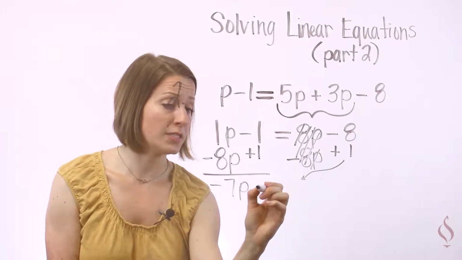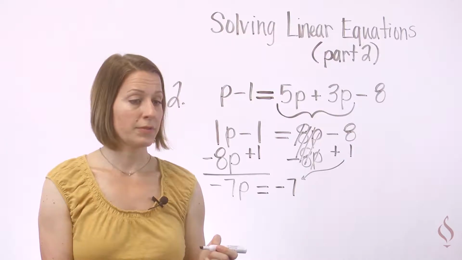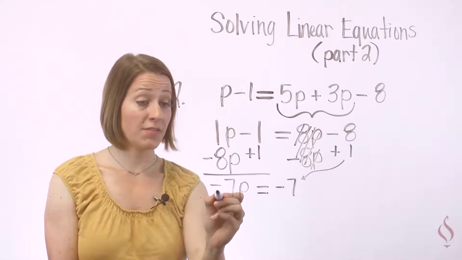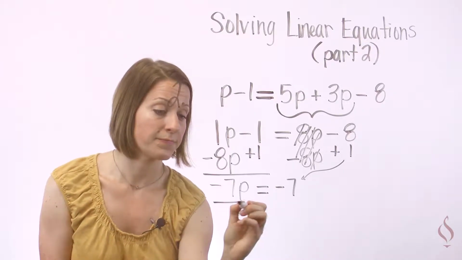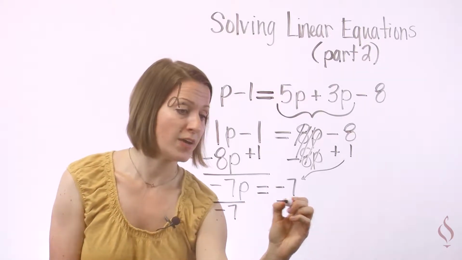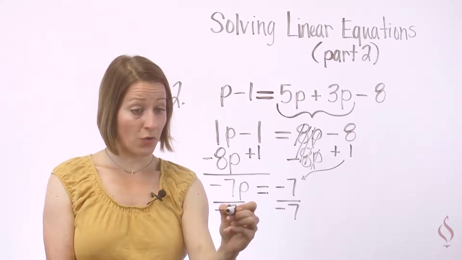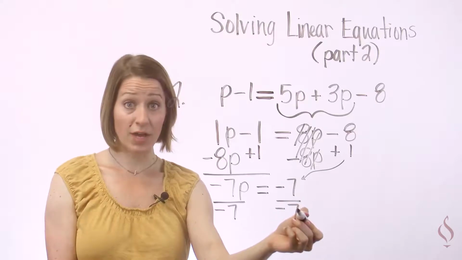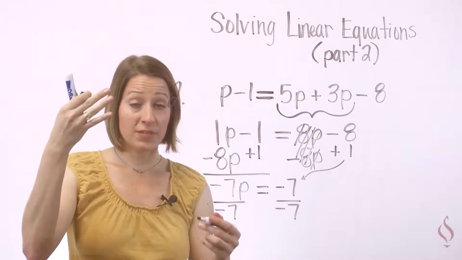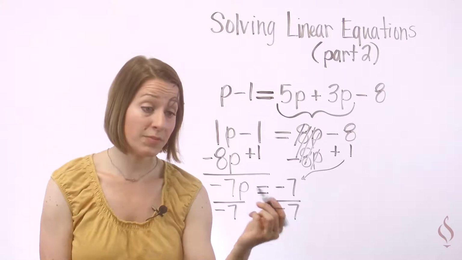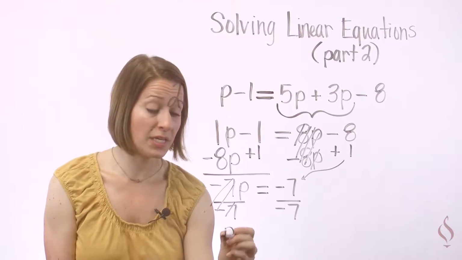Negative 8 plus 1 is negative 7. Okay. Negative 7 on the left side is being multiplied by p. So we will divide. There's a lot of negative 7s happening. Negative 7 over negative 7, which is what we also have over here, that's when you have a situation where you have the same number over itself. It simplifies to 1. So we can cross this out and just have a p.